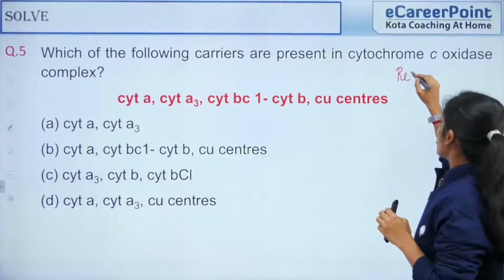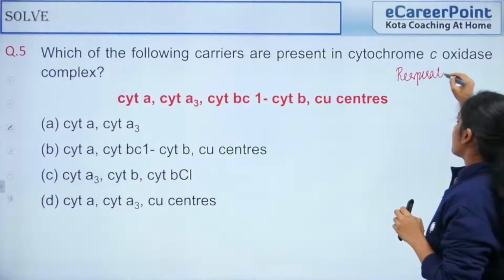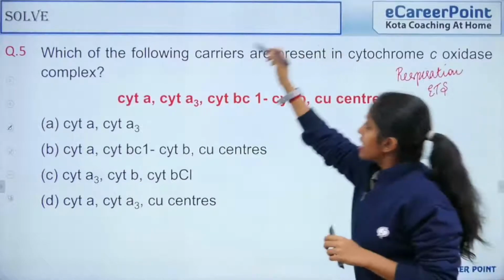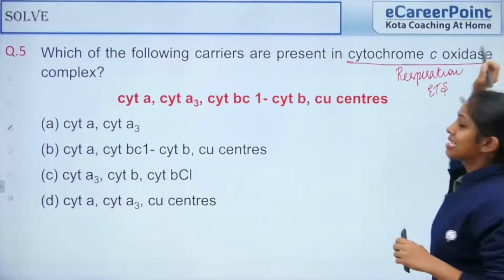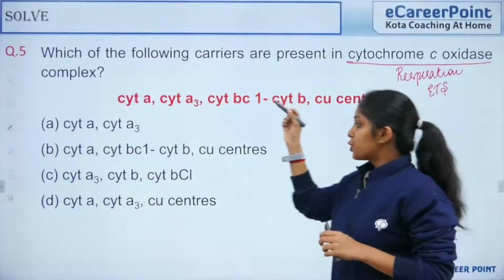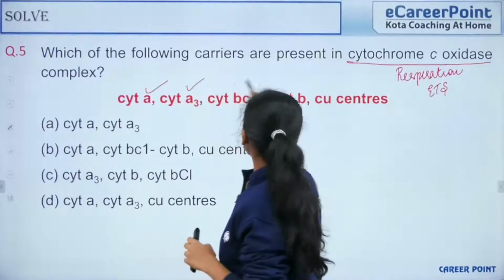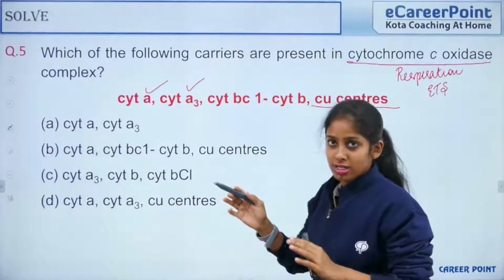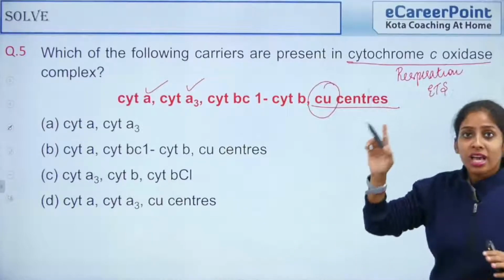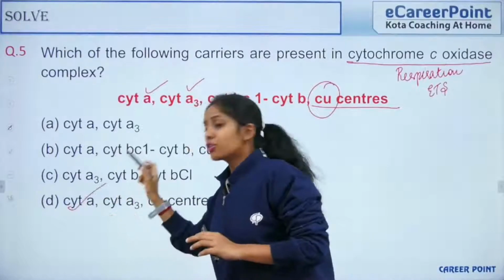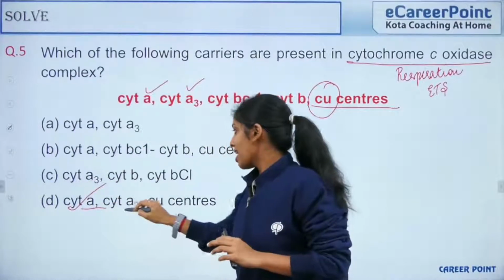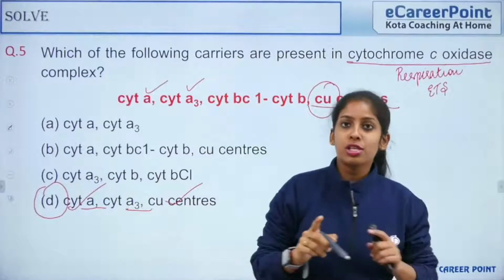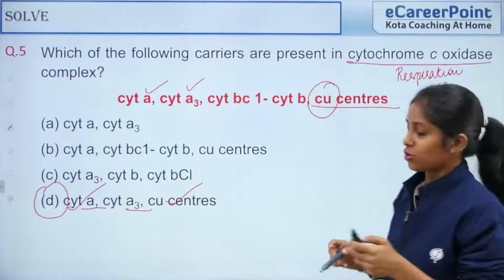This question comes from respiration in plants, where we talk about the electron transport system. So what are the carriers present in the cytochrome C oxidase complex? If you see, it is cytochrome a, a3 and copper centers. Cytochrome is a complex of iron and sulfur cluster, and copper centers are also carriers of your electrons. So for your cytochrome C oxidase, it is cytochrome a, a3 and copper centers. Questions of this type can be pretty confusing, so make sure you look into the data before you solve.